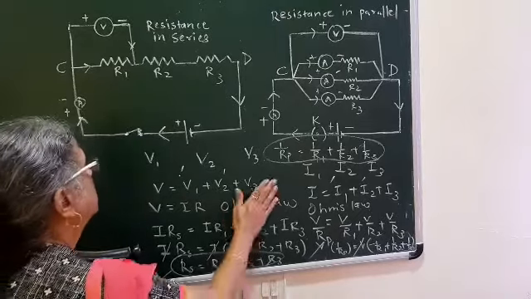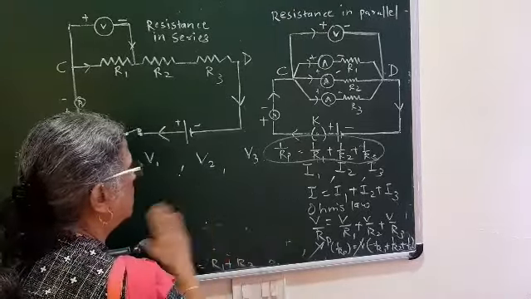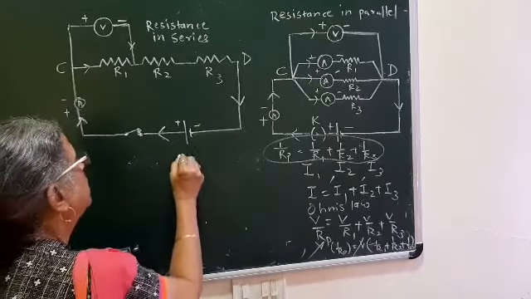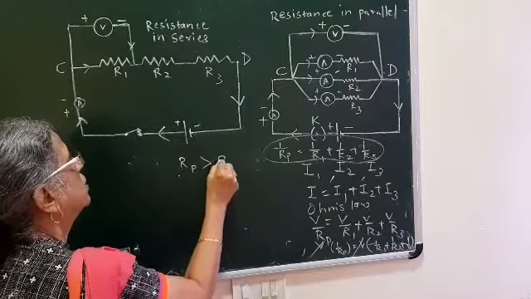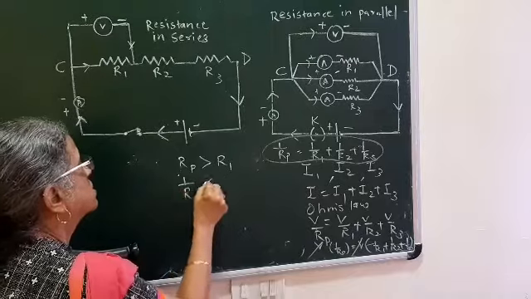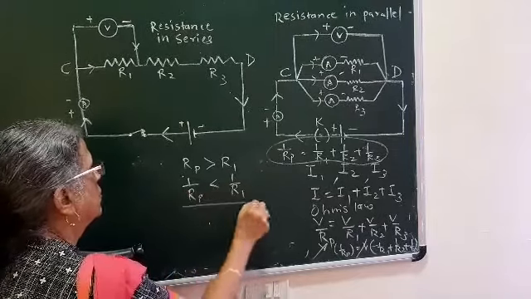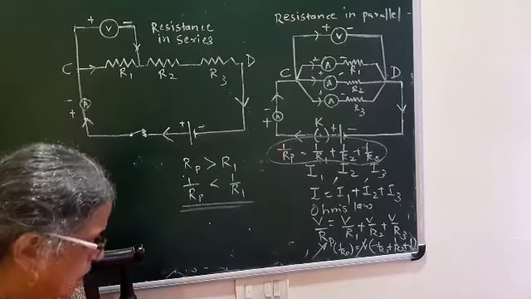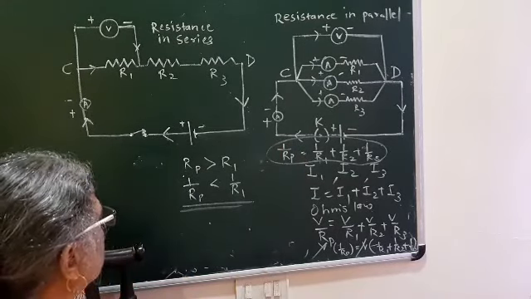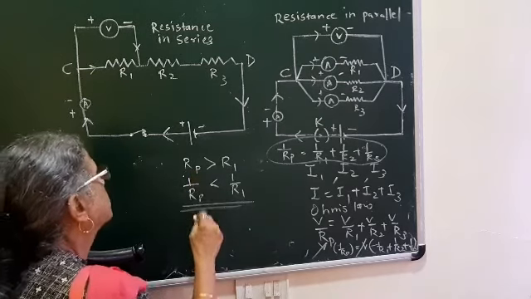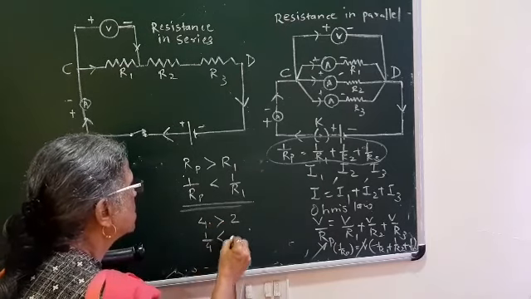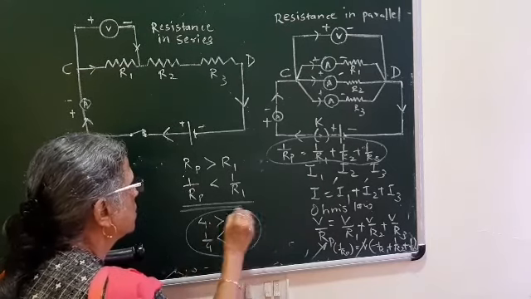So as here we are having in the parallel connection Rp less than R1, so 1 upon Rp is greater than 1 upon R1. Followed? So here the resultant resistance is less than the individual resistances. So suppose Rp is 4 and R1 is 2, then 1 upon 4 will be less than 1 half. So that example you can remember.